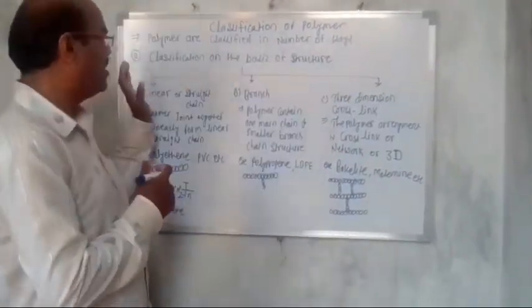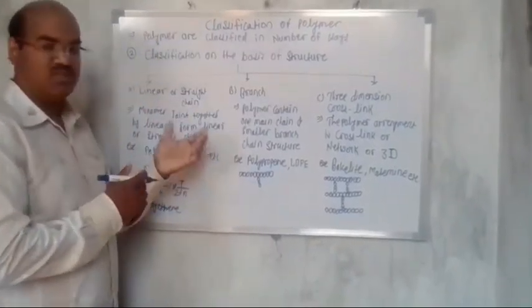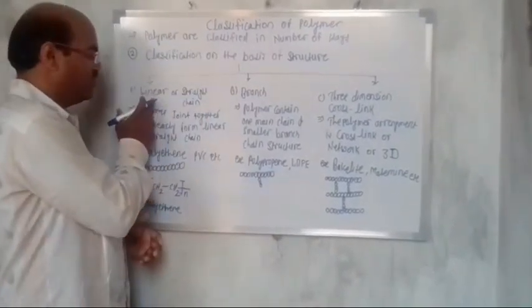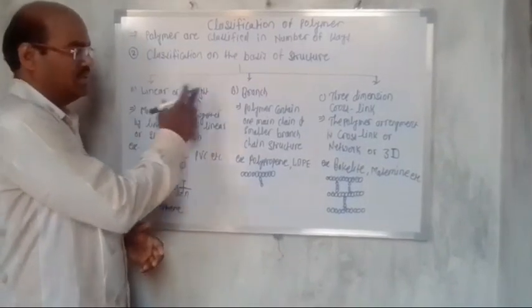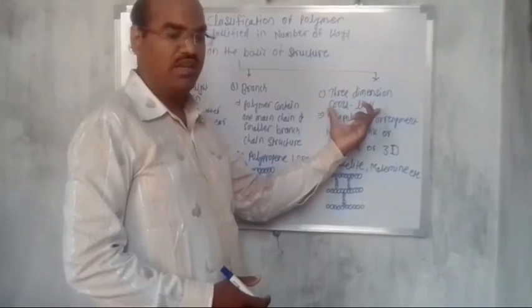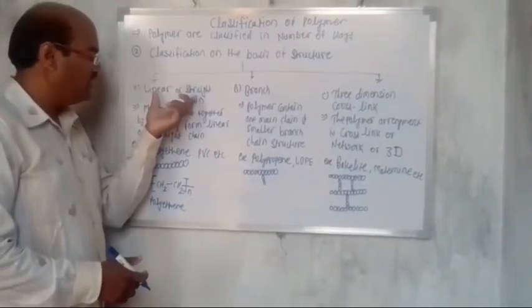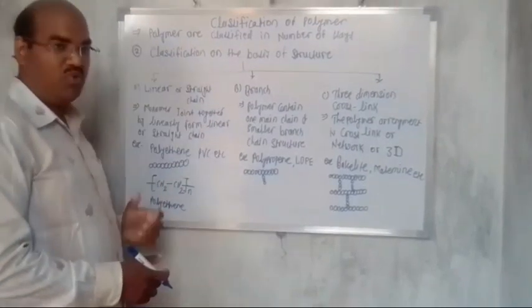This is the second type of classification. On the basis of structure, polymers are classified into three types: first, linear or straight chain; second, branched; and third, three-dimensional or cross-linked polymer. First, let us discuss the linear or straight chain polymer.